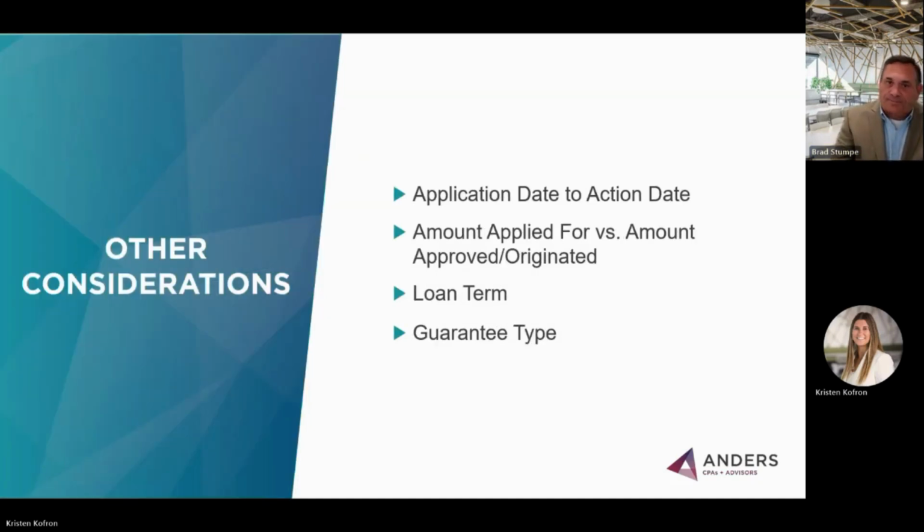So this slide includes some other things to think about that don't fit neatly into the underwriting or pricing discussion. But that could be indicators of one group receiving more favorable treatment than another. So I believe we hit on the length of time from application to action taken, the amount applied for versus approved or originated as we were reviewing the data fields. The last two are pretty straightforward.